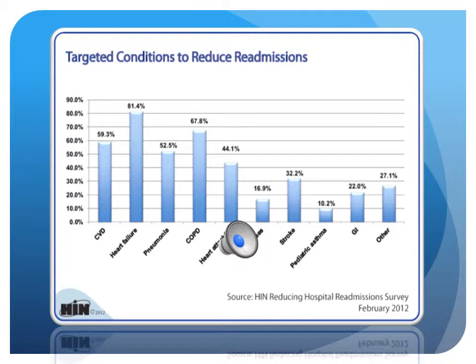As we can see here in this chart, heart failure, followed by COPD, cardiovascular disease, pneumonia, and heart attack are the top readmissions in the hospital during 2012.